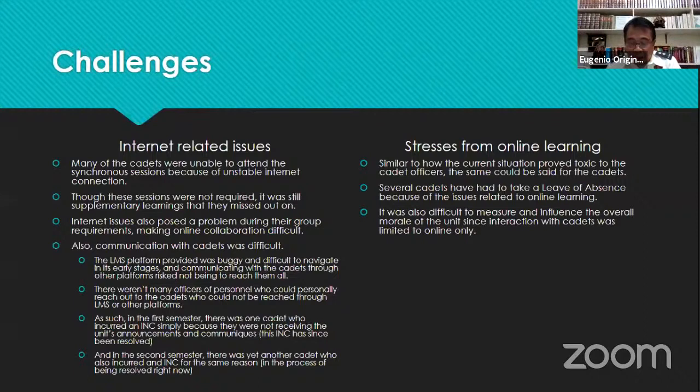Stresses from online learning, similar to how the current situation proved toxic to the cadet officers, the same could be said for the cadets. Several cadets have had to take a leave of absence because of the issues related to online learning. It was also difficult to measure and influence the overall morale of the unit since interaction with cadets was limited to online.